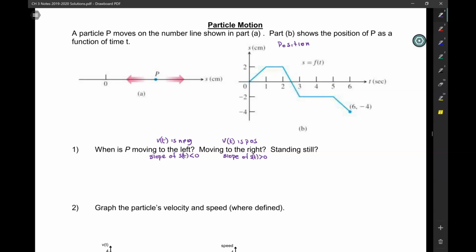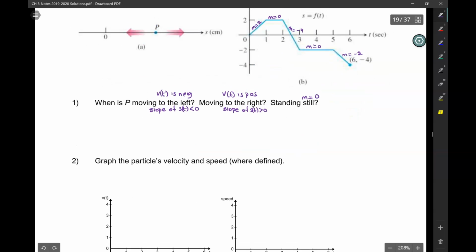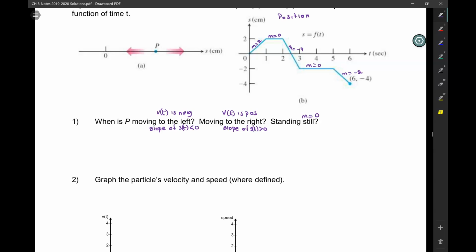So here, it looks like m is 2. Hang on. You guys are moving ahead. So m is 0. Here, m looks like it's -4. M is 0. Here, m looks like it's -2. Okay. So, it's moving left everywhere that there is negative slope.